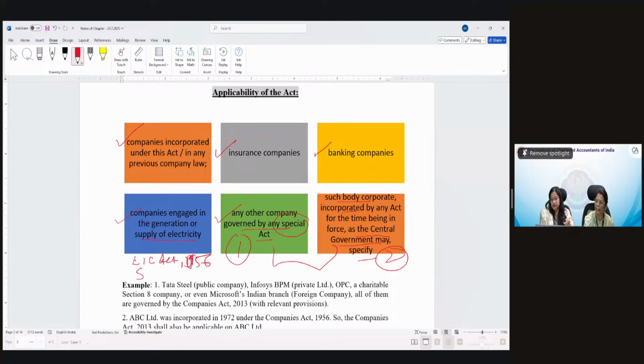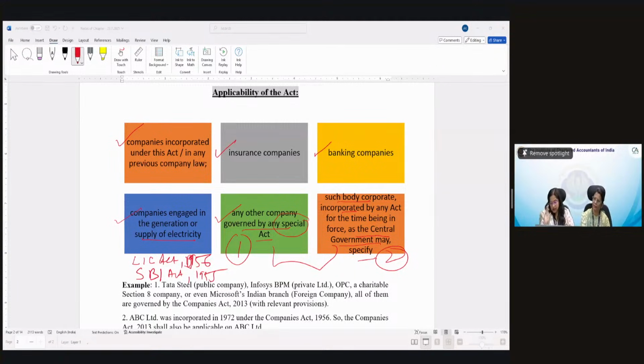Or it may be SBI. This is also a company which is formed under a special act, the SBI Act 1955. And many more examples are there. I'm getting a query from the students with respect to banking companies and everything. Yes, banking companies are also governed, and insurance companies are also governed, by special acts. Yes, we are saying that.